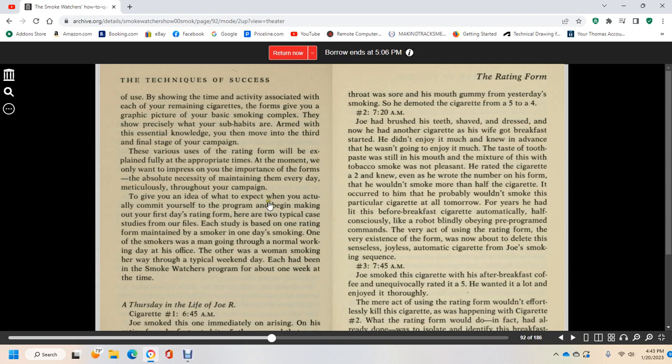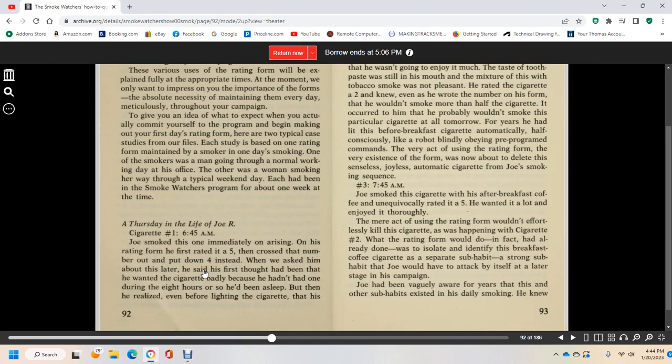To give an idea of what they expect, here are two typical case studies from the first stage of the program, each based on the ratings maintained by a smoker over one day of smoking. One was a man going through a normal workday at his office. The other was a woman going through a typical weekend. Each had been in the Smoke Watchers program for about one week at that time.